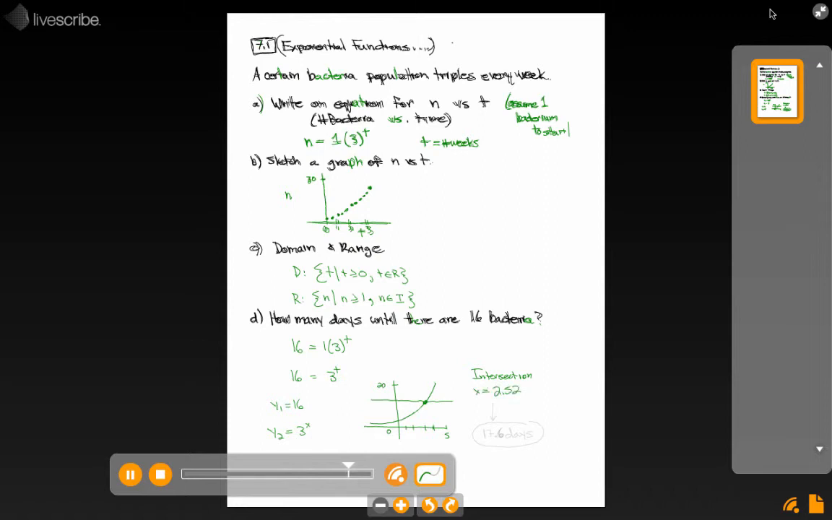Now, I do need to remember what I'm talking about here. The question said how many days until there are 16 bacteria. What I defined time as on this graph was number of weeks. So this is 2.52 weeks. So you would need to do the not too complicated calculation of multiplying by 7 to say, okay, there's 7 days in a week. And so that would give me approximately 17.6 days. If this was a numerical response, the rounding would matter. They'd say round to the nearest day, or to the nearest tenth of a day. But here we haven't said anything like that, so we'll just leave it as it is, 17.6 days.